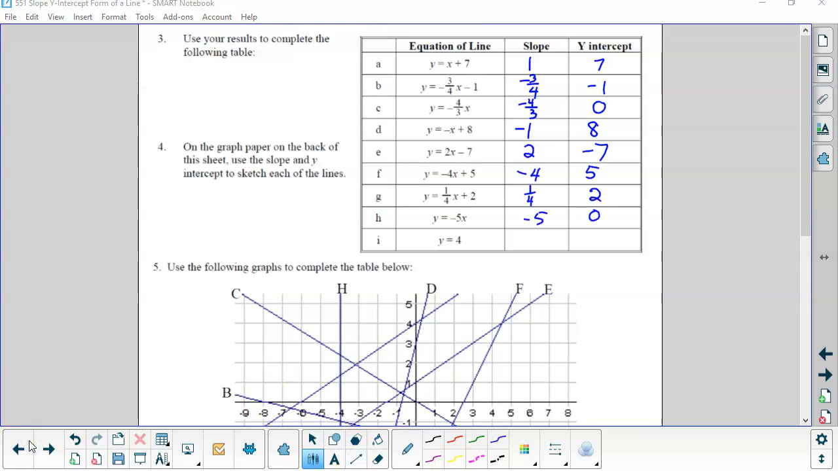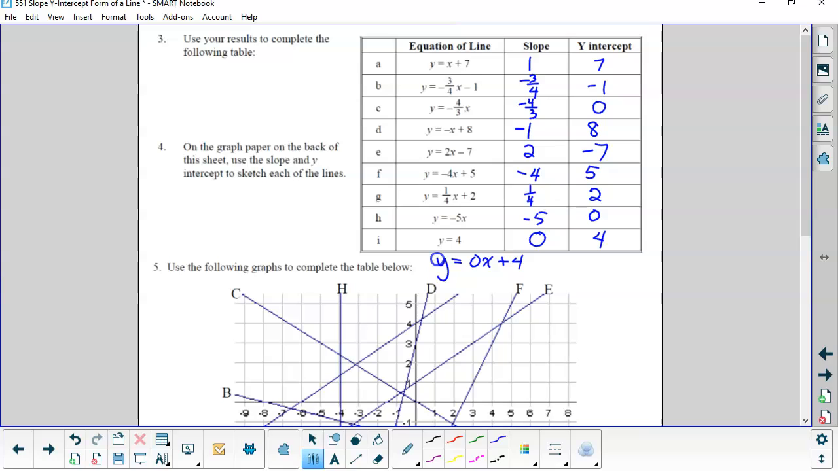Okay, so there's the answers to the next one. Then the last one here, y equals 4. There's no x term. So that means the same as y equals 0x plus 4. Because 0 times anything is 0. So the slope is 0 and the y-intercept is 4. And we're going to talk more about horizontal and vertical lines.